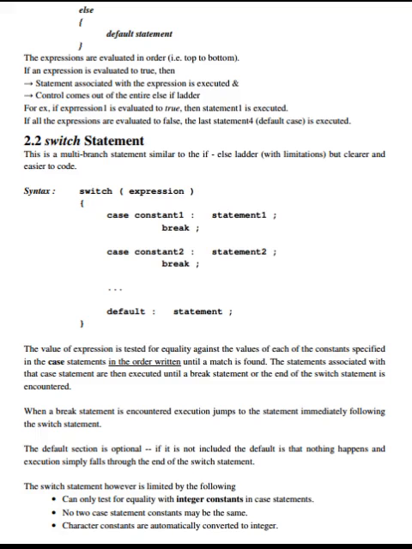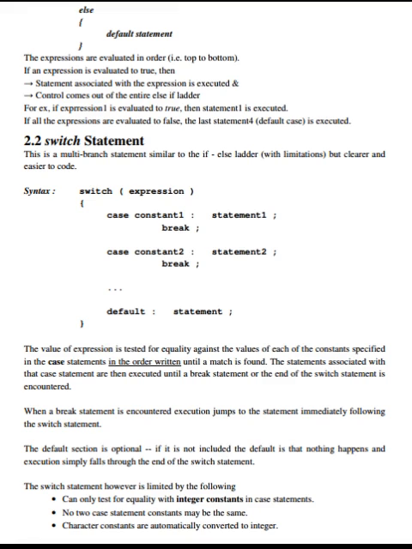See the continuation of the syntax. The expressions are evaluated in order, that is top to bottom. If an expression is evaluated to true, then the statement associated with the expression is executed and control comes out of the entire else-if ladder. For example, if expression 1 is evaluated to true, then statement 1 is executed. If all the expressions are evaluated to false, the last statement for the default case is executed.